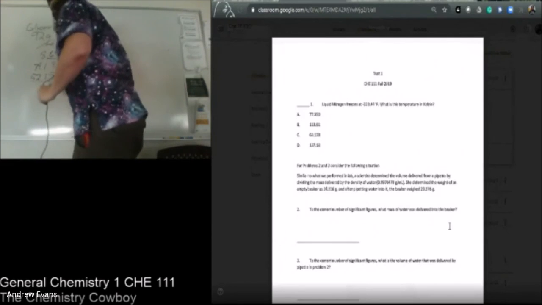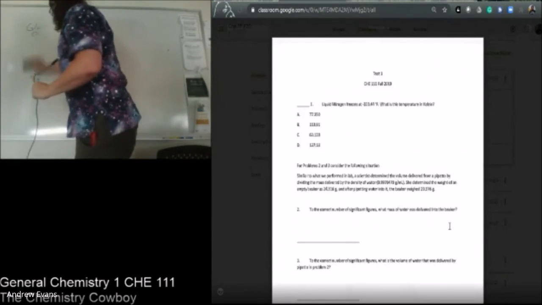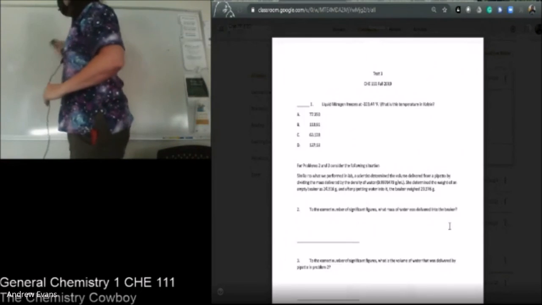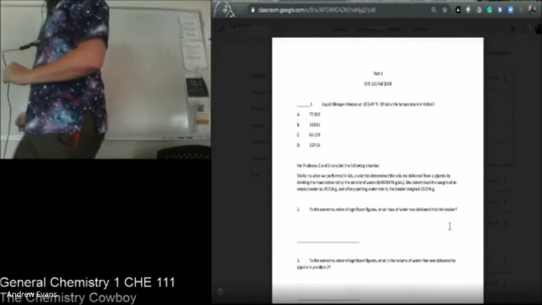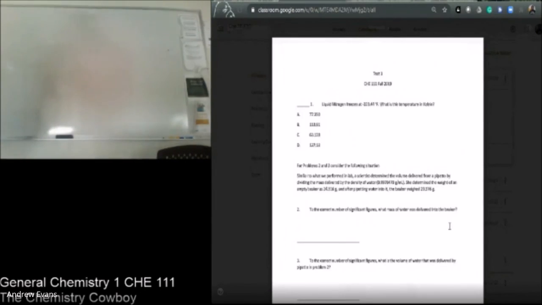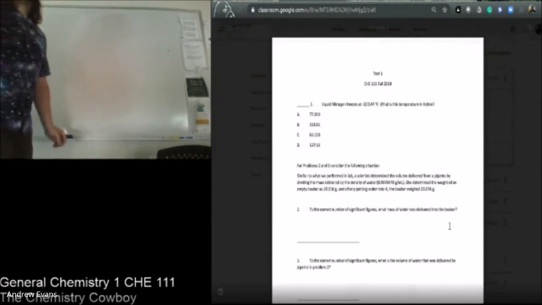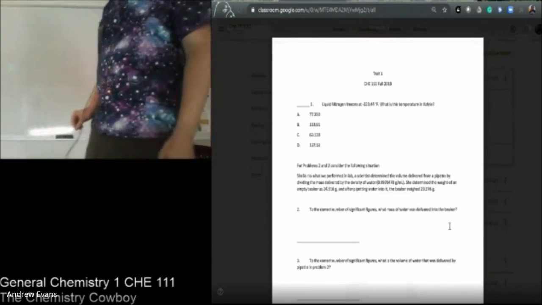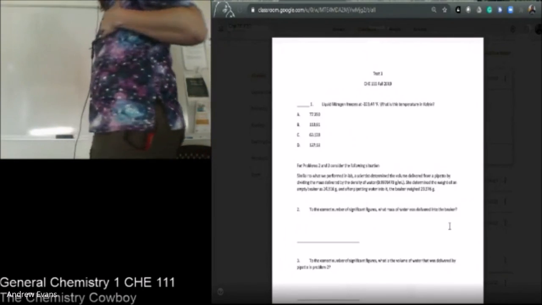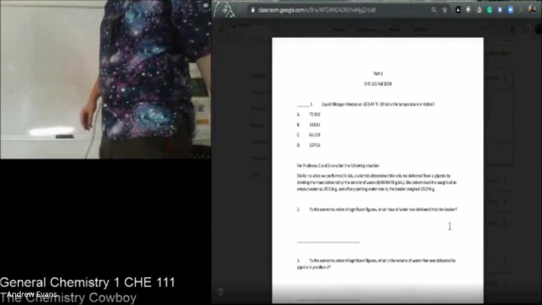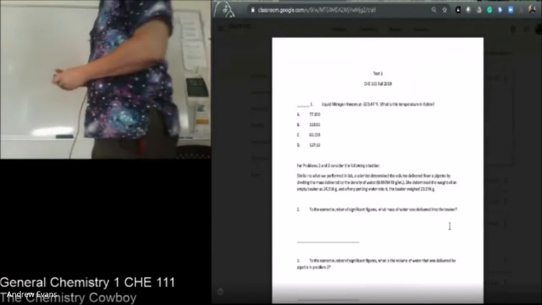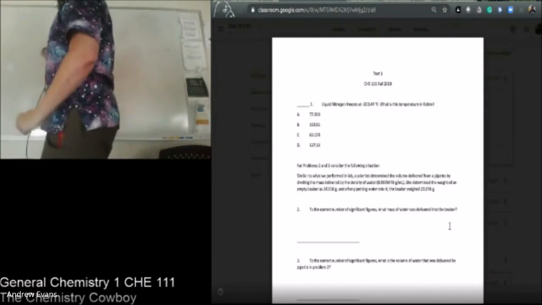Well, let's look at these, there's an easier way to project it so I can see it for both groups. But okay, the first one: liquid nitrogen freezes at negative 320 degrees Fahrenheit. What is this temperature in Kelvin? This one's actually harder than the one on the test because this involves two conversions, not just one, from Fahrenheit to Kelvin. So we're going to break it down.